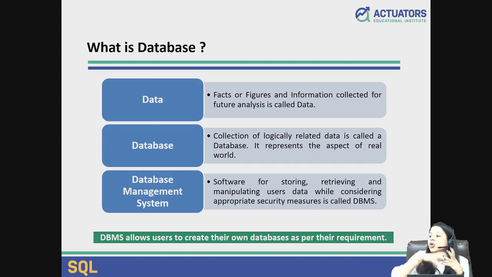When you draw some inferences from this data, it becomes information. So very basic, the raw data, we convert it into a particular form and then we use it as information. So any facts and figures or information collected for future analysis is known as data. Data can be in multiple forms. It can be in text, audio, video, and so on.